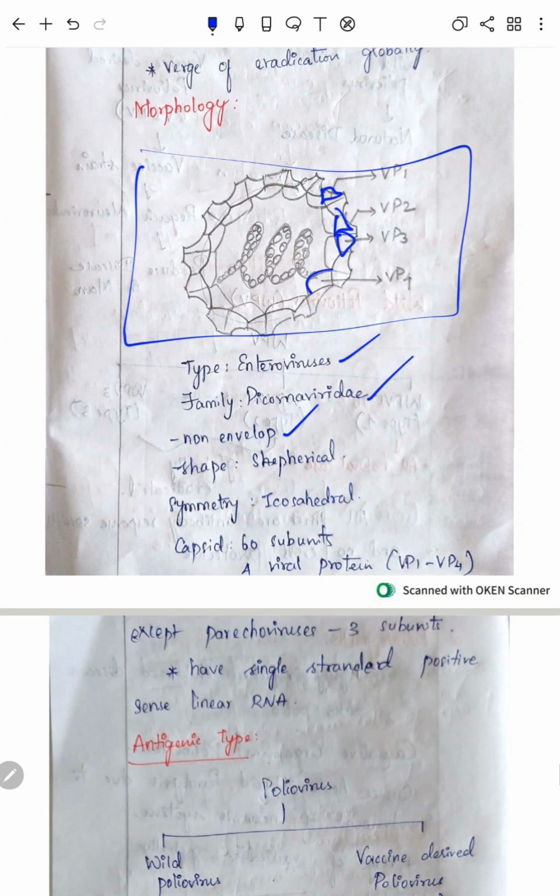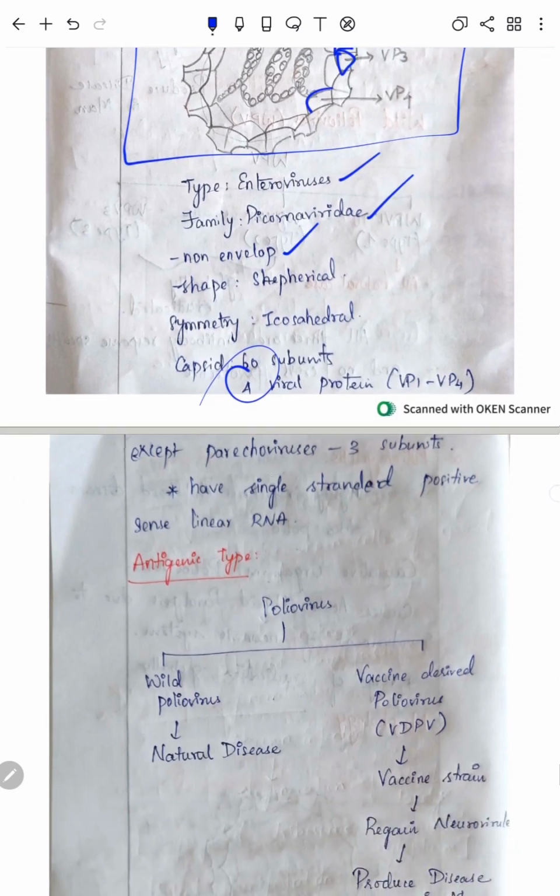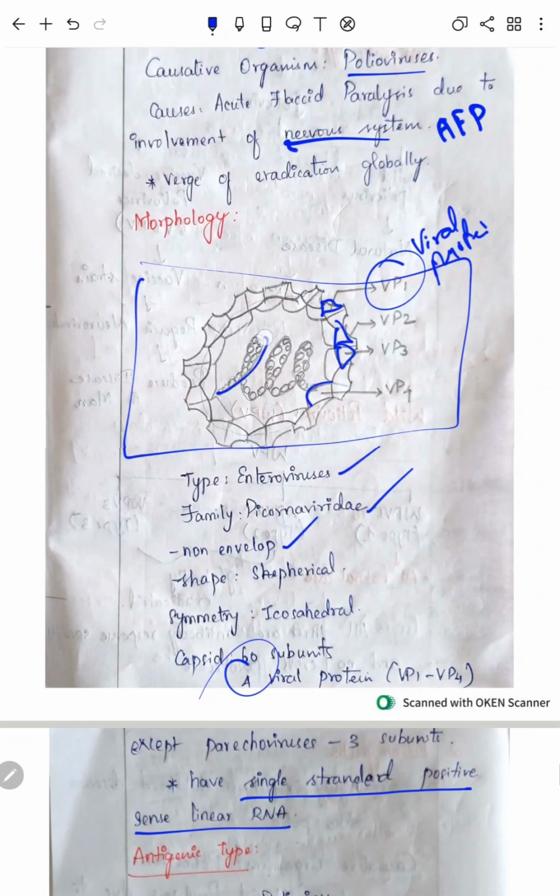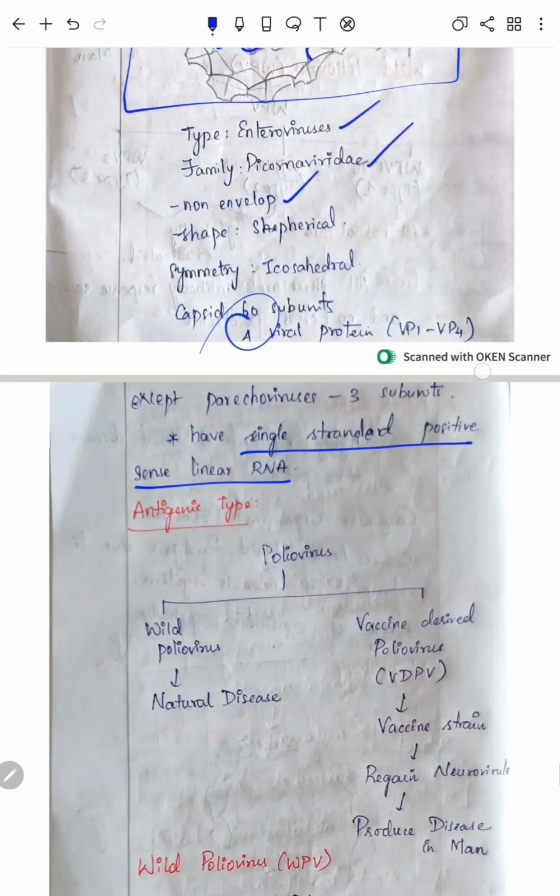And the capsid is 60 subunits with 4 viral proteins. VP is viral protein, which is 4 in number, except in the rhinovirus, which has 3 subunits. It has single-stranded positive sense linear RNA. This is single, right? Single-stranded positive sense linear RNA.